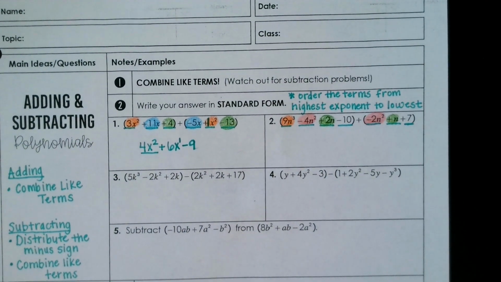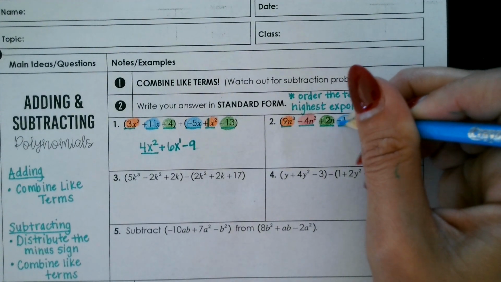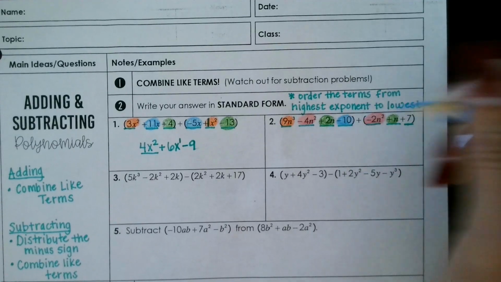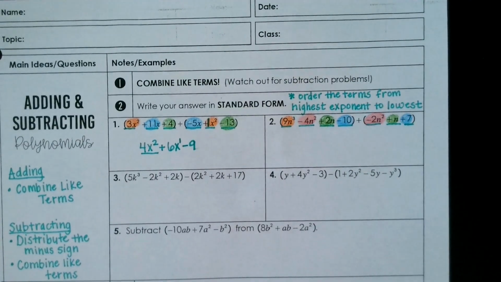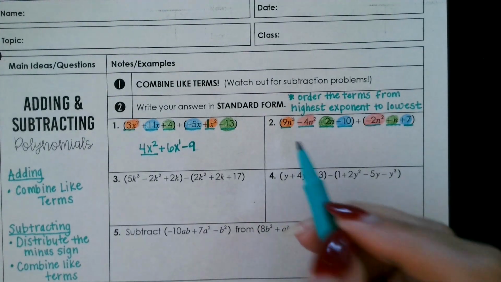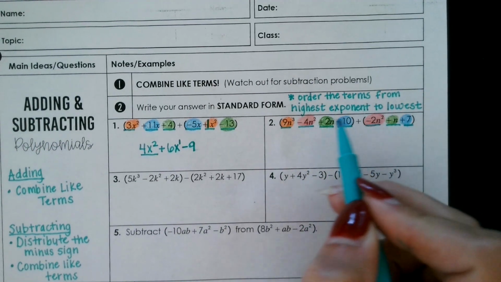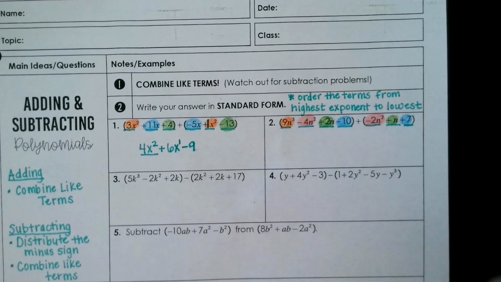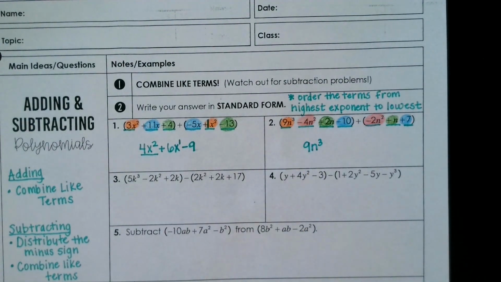The negative 10 and the 7 are both numbers, constants we can put together. If you don't have anything to combine a term with, like the 9n to the third, it's still there. It didn't go anywhere. It has to be part of our answer, and our highest exponent is going to be the third power. That's why I'm going to start with that one and put it in the front: 9n to the third.